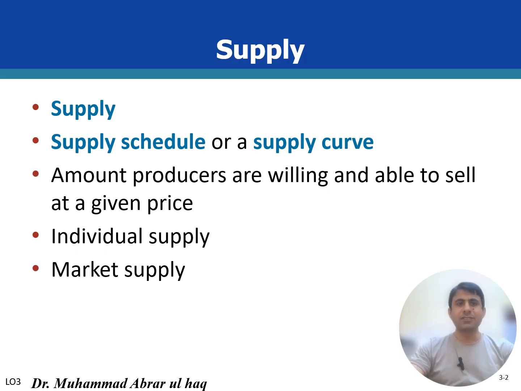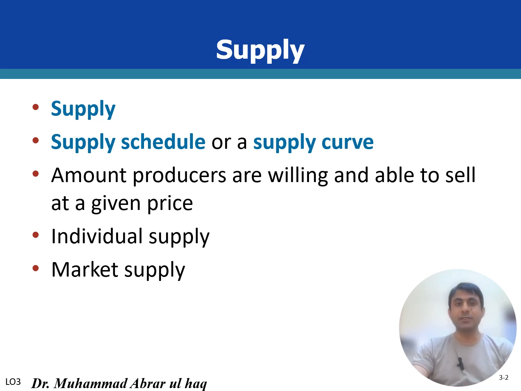In economics, supply refers to the total quantity of a good or service that producers are willing and able to offer for sale at various prices over a specific period. This concept is typically depicted either through a supply schedule, which is a table showing the quantities that suppliers are willing to produce and sell at different prices, or through a supply curve, which plots these quantities on a graph against the price levels.